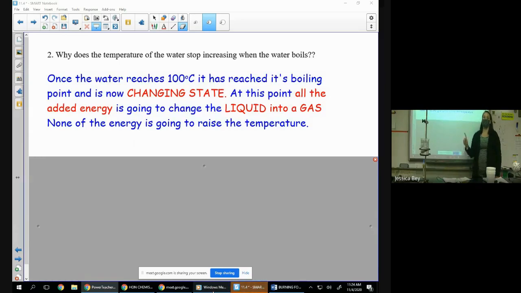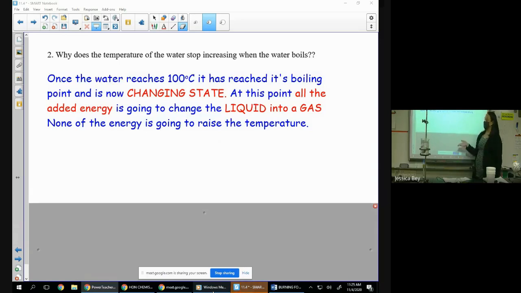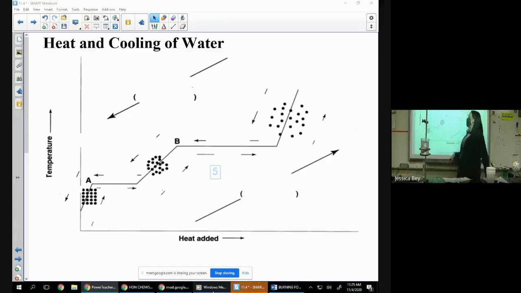When you change state, we're still giving it energy, but the energy you're putting into that water is allowing that water to go from a liquid to a gas, which requires a whole lot more energy. Okay? Perfect. So we're not raising the temperature. We're now just going through a phase change. Let's talk about these phase changes on the water graph.